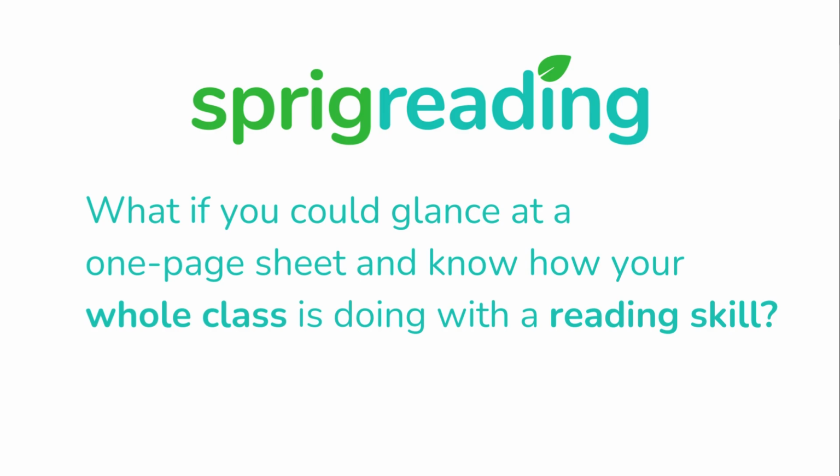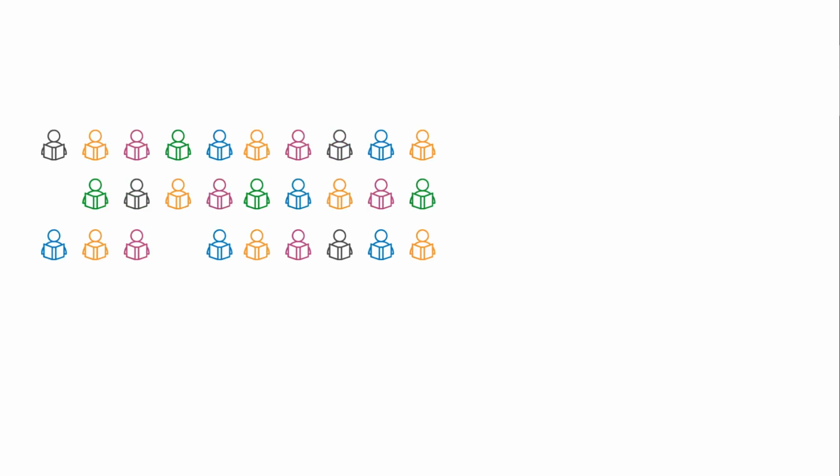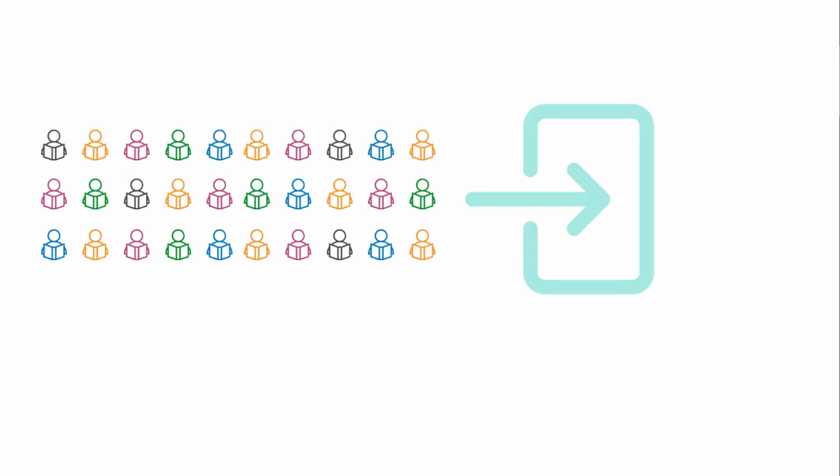What if you could glance at a one-page sheet and know how your whole class is doing with a skill? This is one of my favorite parts of the circle chart, that we can see our entire class on one page. But as soon as you start to understand the circles, this visual tool is so powerful.